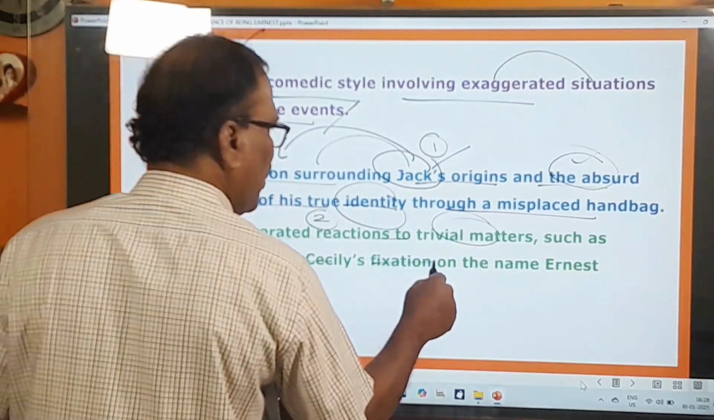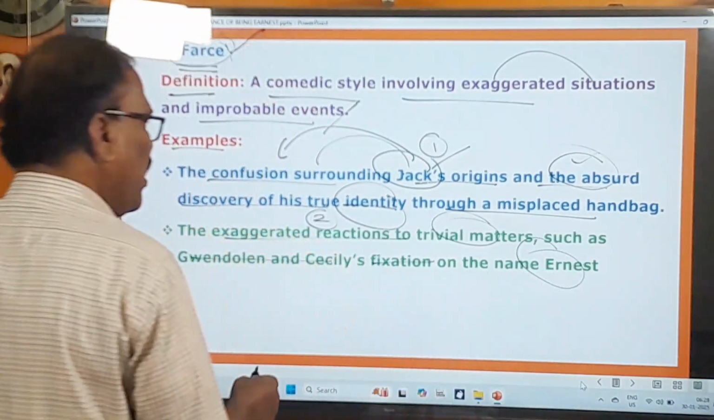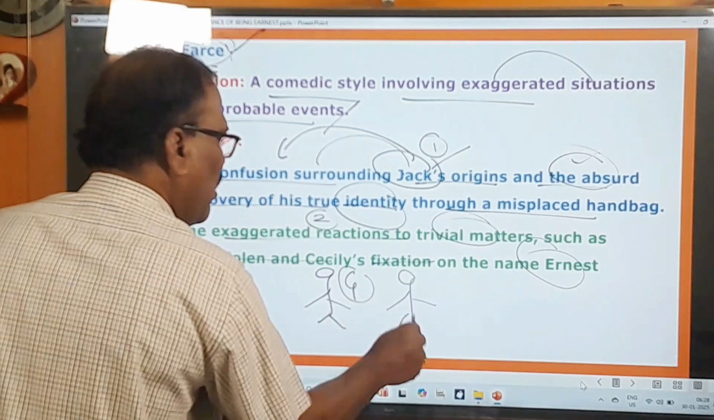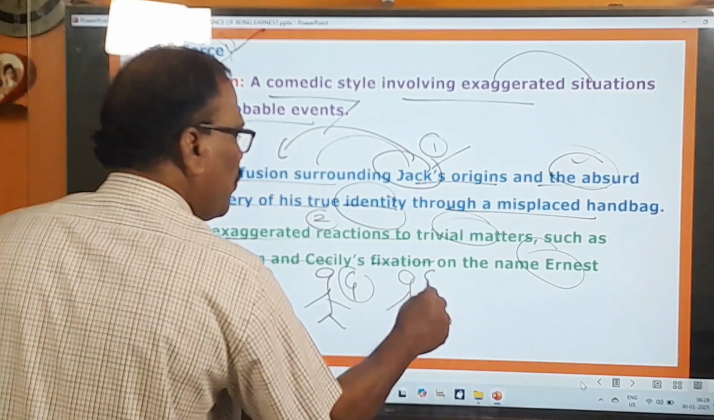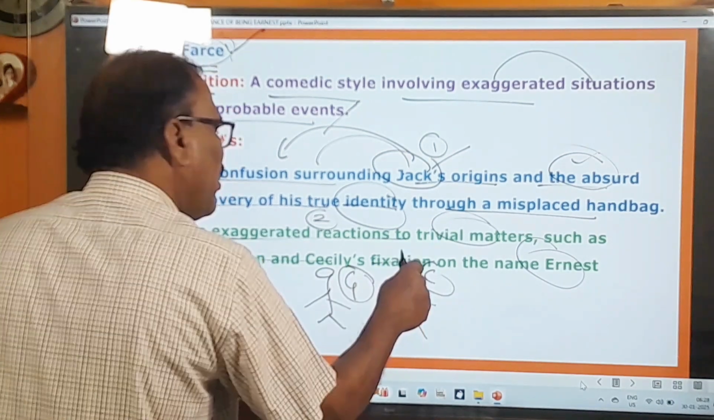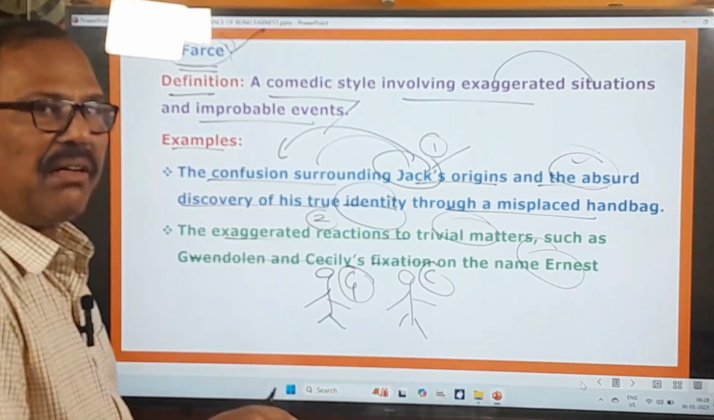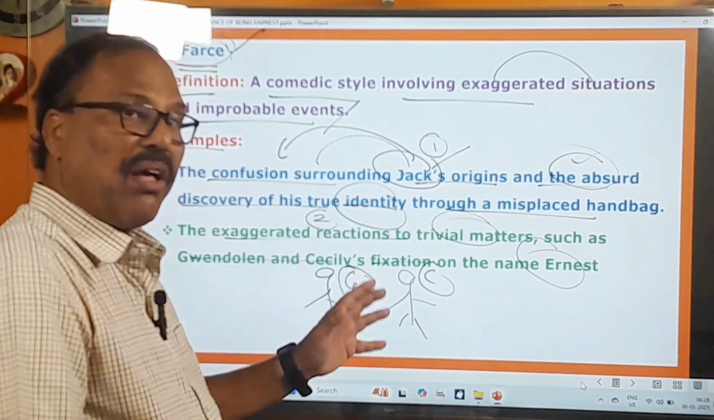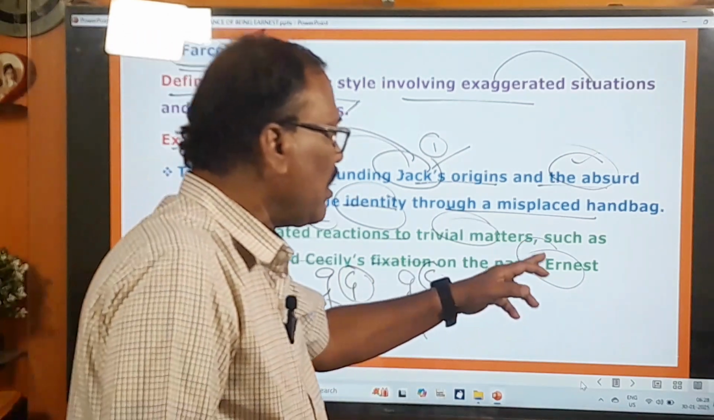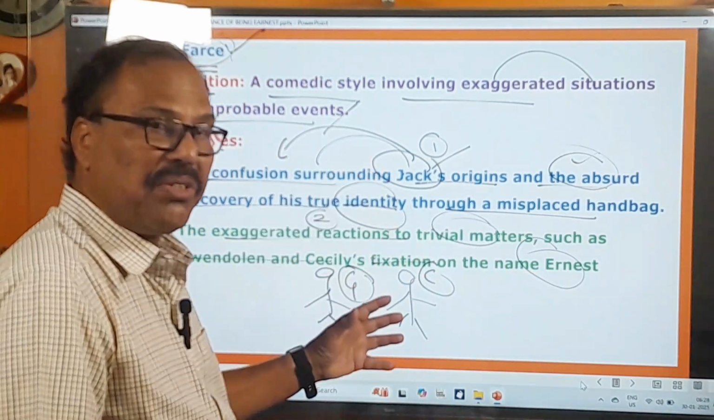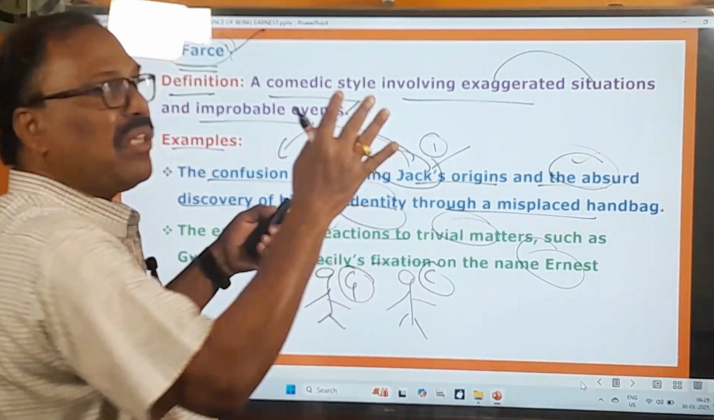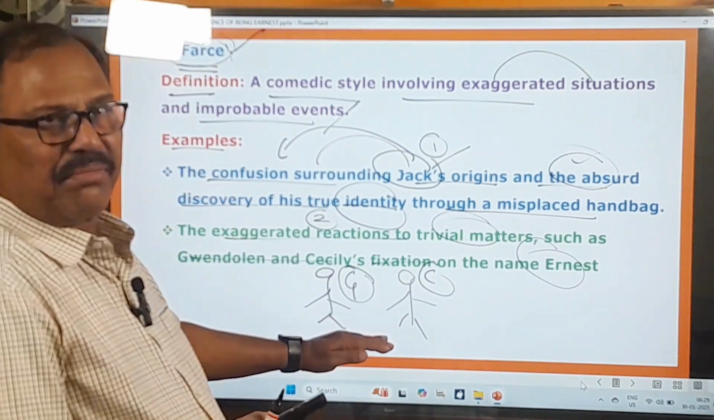And you go to the next example, the exaggerated reactions to trivial matters, such as Gwendoline and Cecily's fixation on the name Ernest. So here, this is Gwendoline, and this is Cecily, and both of them reveal their interest in the name Ernest. Whenever they come to know that both of them are obsessed with the name of that Ernest, they give a tremendous reaction. It's a trivial thing actually.